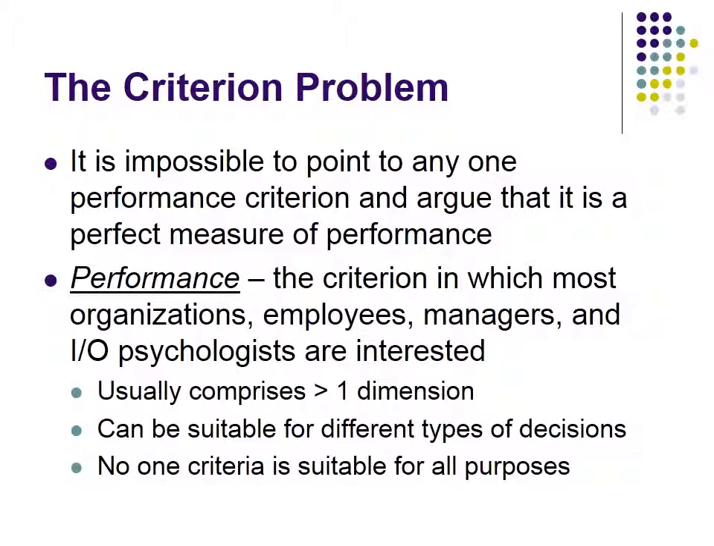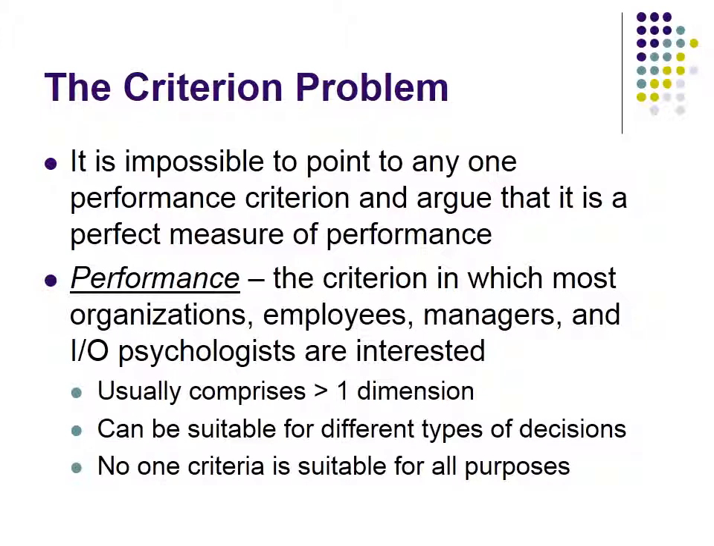So performance is the criterion in which most organizations, employees, managers, and IO psychologists are interested. So pretty much across the board from the I side, we're always interested in performance. We're interested in performance as it relates to organizational goals. We're interested in performance as it relates to informing organizational decision making. We're interested in performance as it informs training and development to increase performance. But we're also interested in performance as a marker of organizational success. And we're interested in performance as a guide to creating better selection techniques to find people that will be good at performing in their jobs.